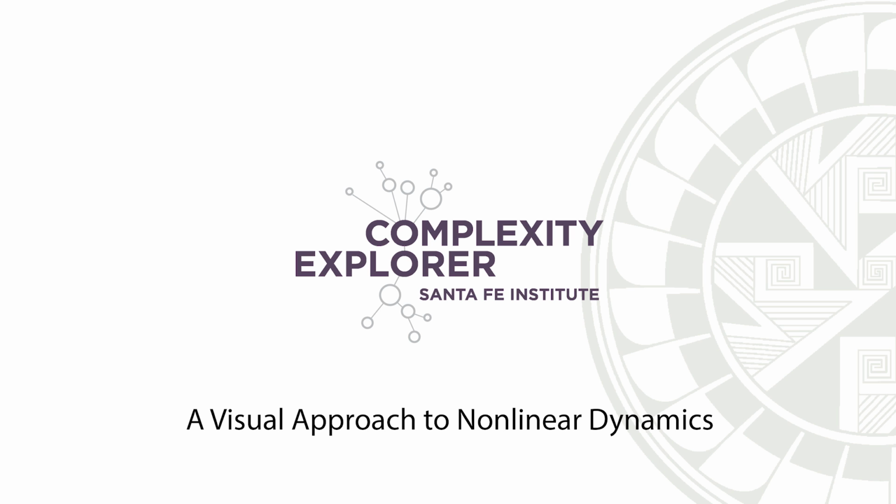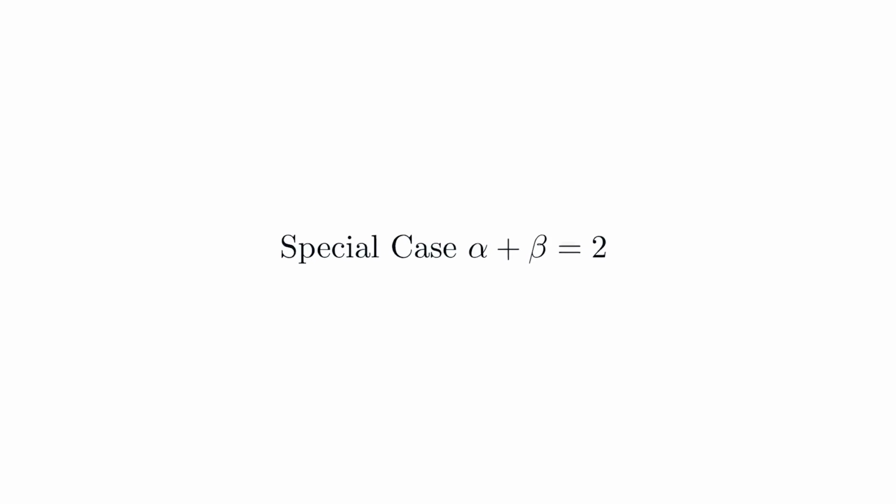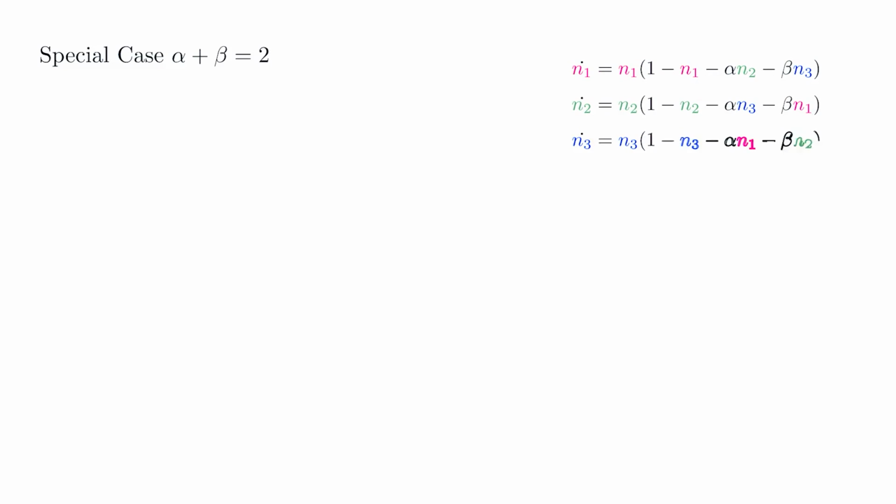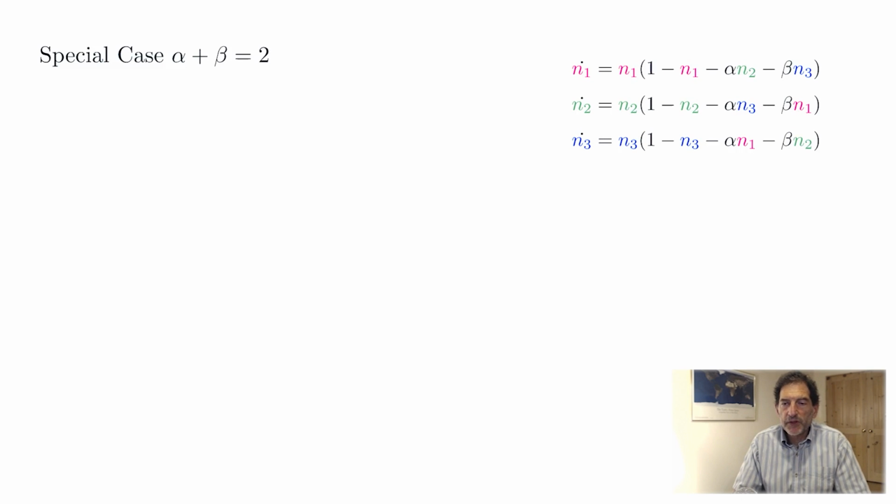To understand the dynamics in the region of the parameter space where a fixed point is not reached, let's first look at the special case where the competition parameters add up to 2. Here the analysis is a little bit involved, but it's quite straightforward, and something magical occurs in this special case.